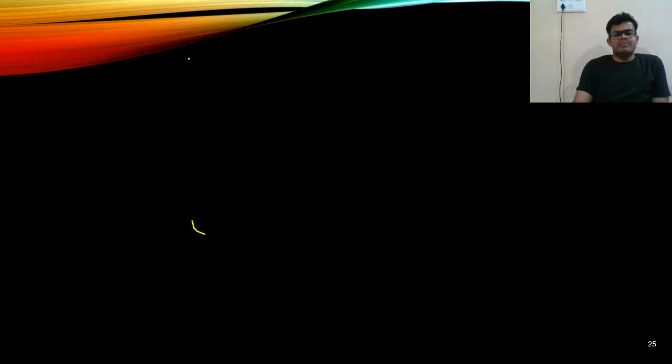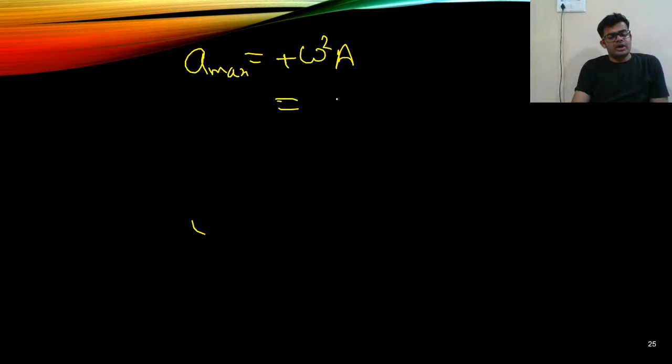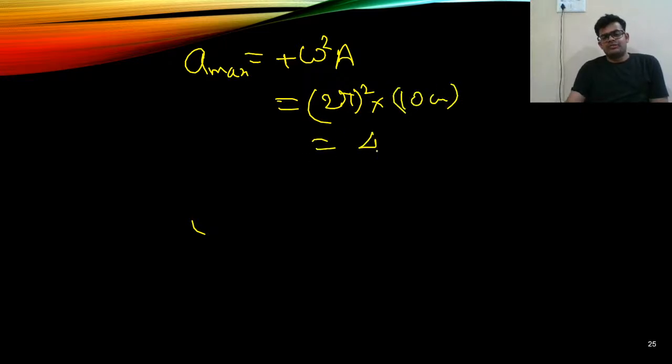So the third question is, what is the maximum acceleration? You know the value of maximum acceleration, a max, that is always equal to minus omega. I'm writing just its magnitude, so omega square into amplitude. What is omega square? That is 2 pi square into amplitude. Amplitude is 10 centimeter, right? So you can write 40 pi square centimeter per second square.